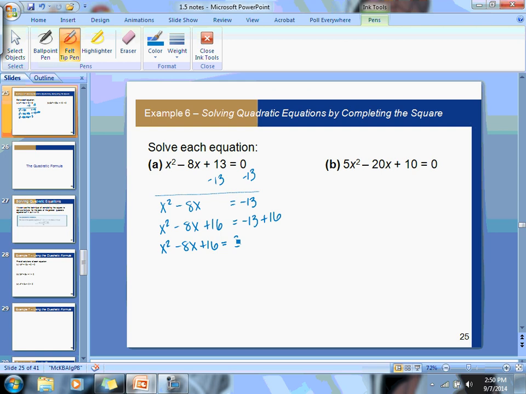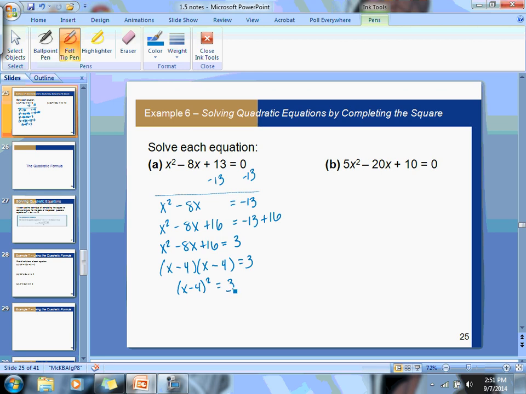Now I have a trinomial that I can factor. So the factors of 16 that'll get me to 8 are going to be 4 and 4. So this would be x and x and 4 and 4. And I want them to get me to a negative 8, so I need them both to be negative, and then I need them to multiply to a positive 16. So there we go. Now actually, we can rewrite this as x minus 4 squared equals 3.